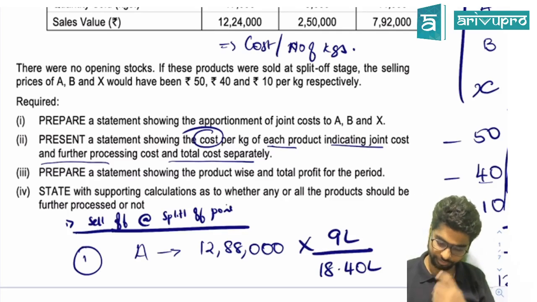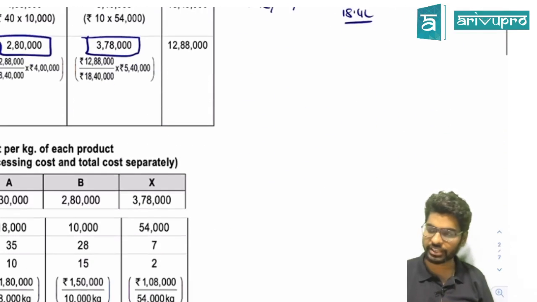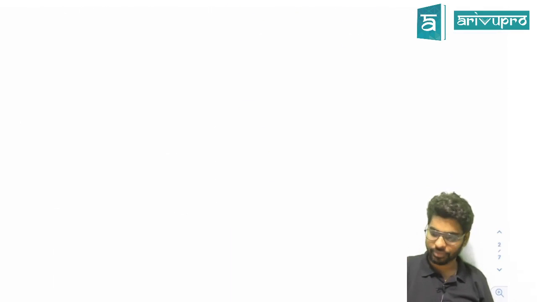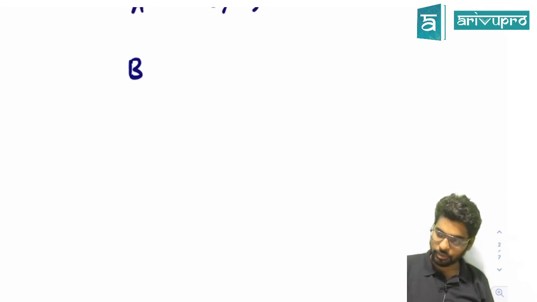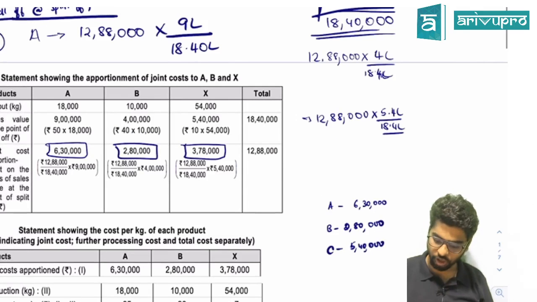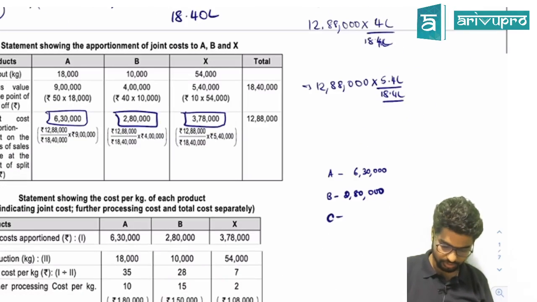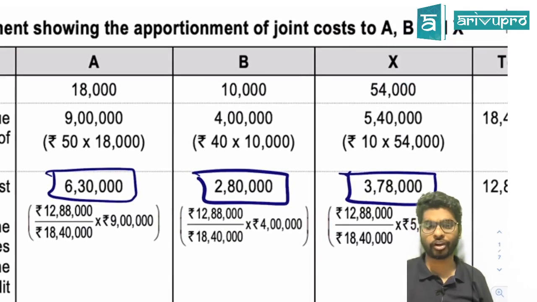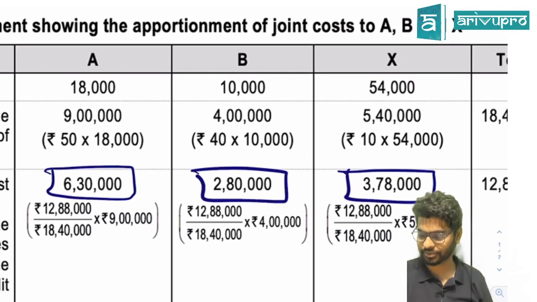Yes. Now, see, there are multiple ways of doing it. I'll teach you both the methods, whichever is convenient for you guys, you can do it. See, A was 6 lakh 30,000, B was 2 lakh 80,000, C is 3 lakh 78,000. This is what I've got from the first step.